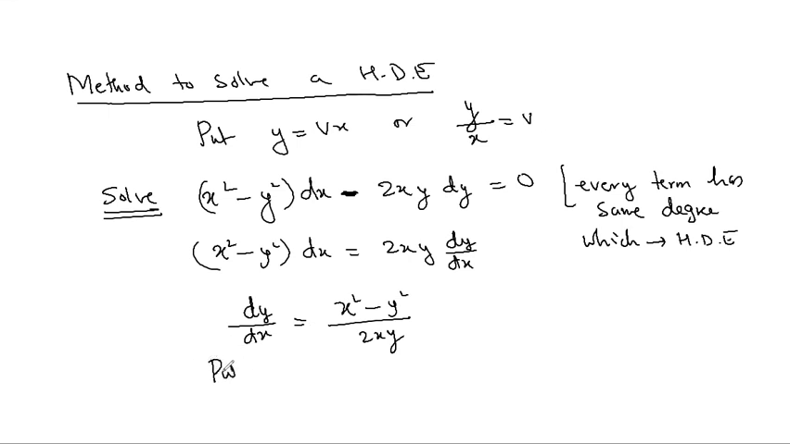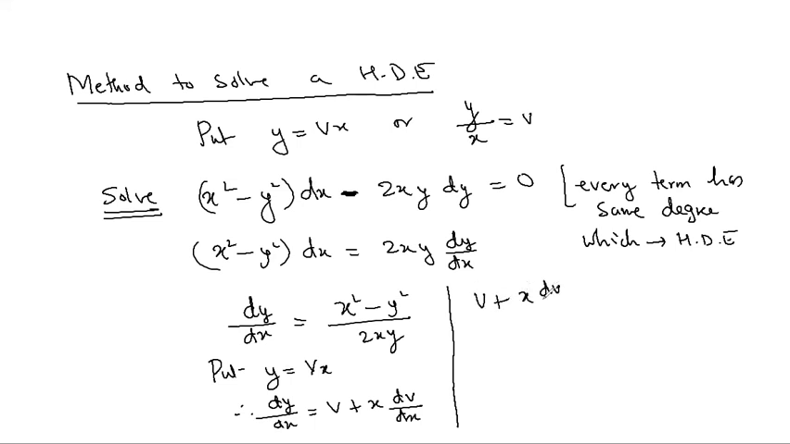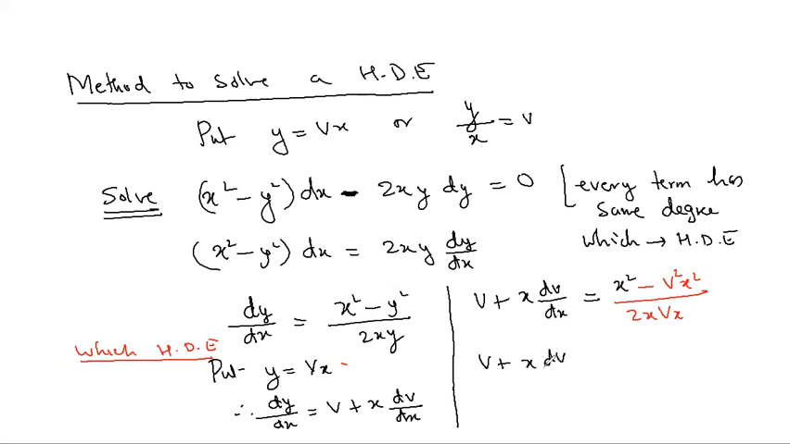Hence put y is equal to vx. Therefore, dy by dx is equal to v plus x into dv by dx. So now replace it. v plus x dv by dx is equal to x square minus v square x square upon 2x into vx. One sentence you must write here: which is a homogeneous differential equation. That's how we came to know to put y equal to vx. Otherwise, you can't know what you have to do.